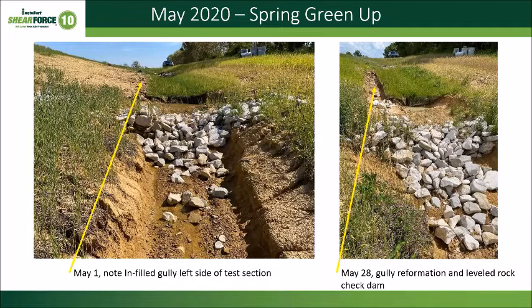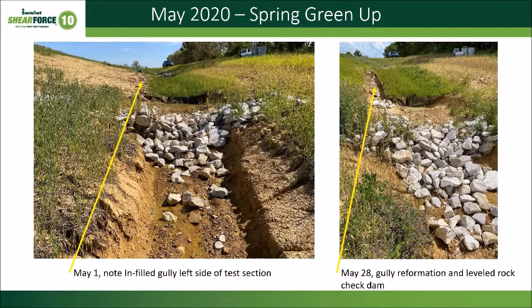So I went back out to the site in May, and on May 1, they had come in and filled that gully next to the test section. That's the picture to the left, with a yellow arrow pointing to that area. And by the end of May, I went back out there, and we had had enough rain in May that all that infill soil had washed right back out of that gully.